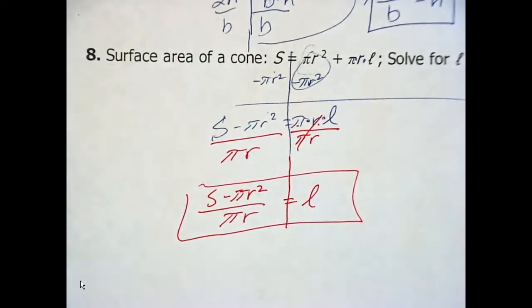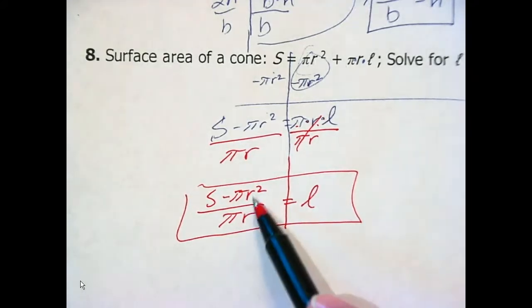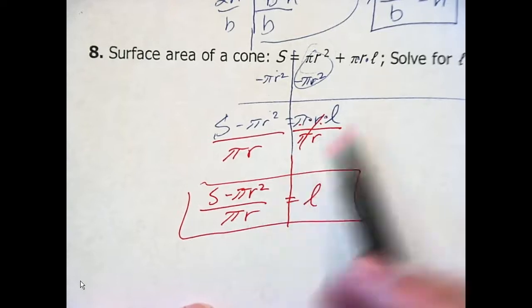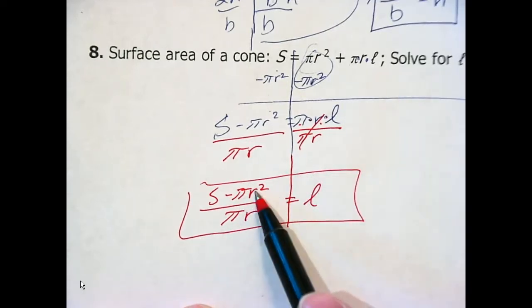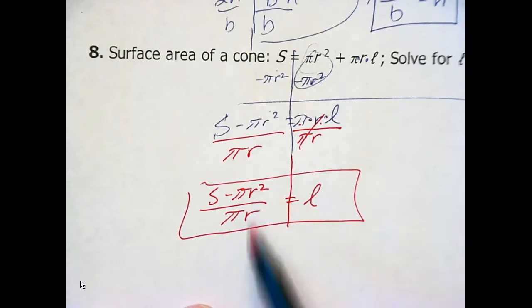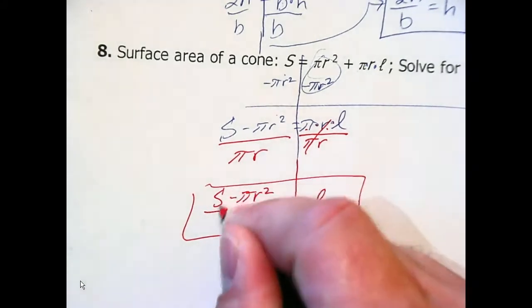You gotta like do it a little more there. What's that? So you're really not doing anything different than you would do if you had numbers in it. If we knew what r was, we'd have a numeric value for pi r squared. We have a numeric value for pi r. So L is equal to S minus pi r squared over pi r.